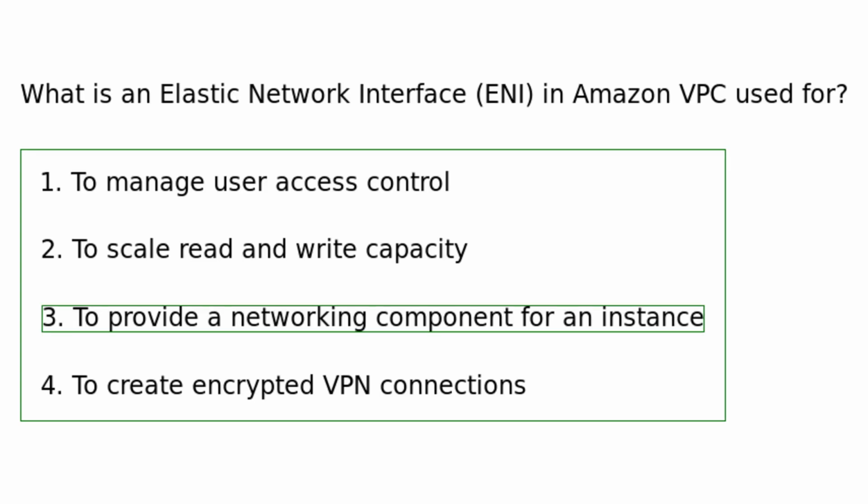An elastic network interface in Amazon VPC acts as a networking component that can be attached to instances, providing network connectivity and the ability to communicate with other instances and external services in the VPC.